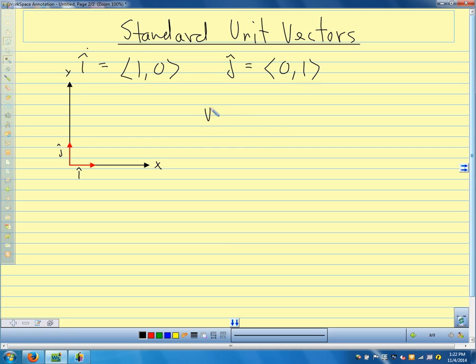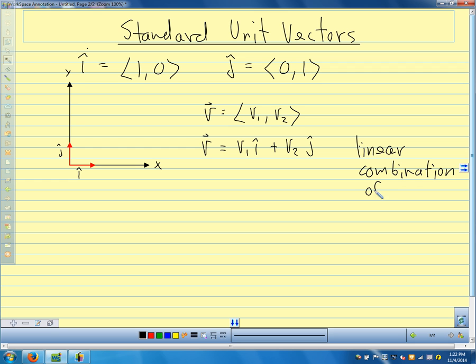So if we have some vector v in component form, v1, v2, we can also write that as v equals v1 i hat plus v2 j hat. This tells us we go v1 units in the x direction, v2 units in the y direction. And what we call this is a linear combination of i hat and j hat.